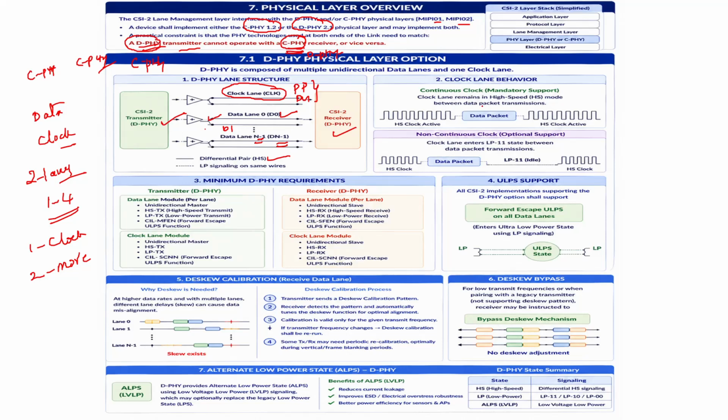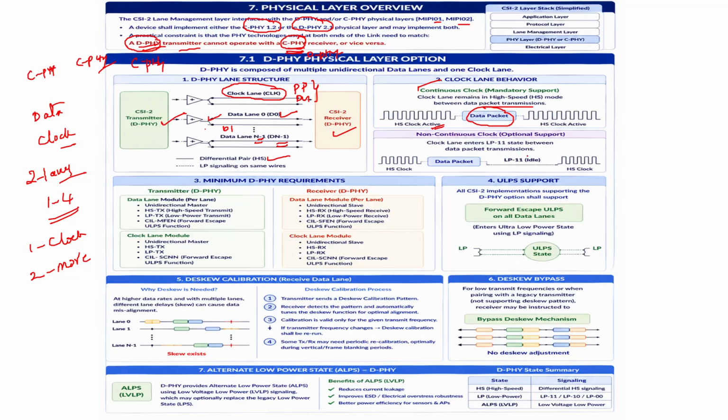How does the clock behave in your D-PHY layer? A continuous type of clock is always used. That is mandatory to transmit high speed data from the transmitter side to the receiver side. We are transmitting different data packets, which means the high speed clock is always active, and only then we are transmitting the data. So that is the continuous clock. Sometimes a non-continuous clock, which is optional.